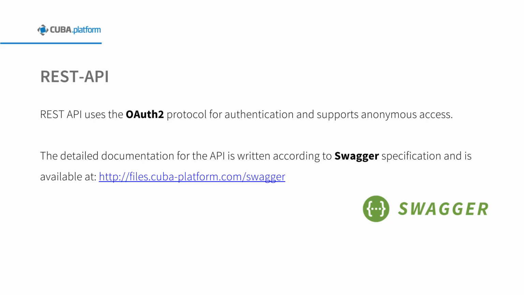files.cuba-platform.com/swagger. For REST API testing, you can either use some specialized tools for manual testing or write code that will send requests and parse responses. And now I'm going to write code that will create and delete a customer using REST API.